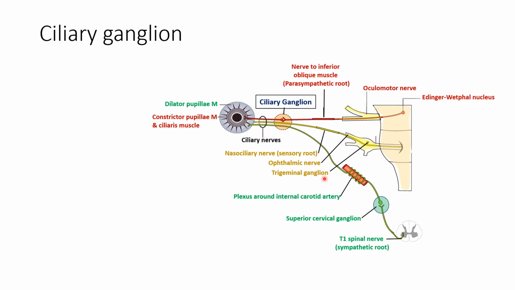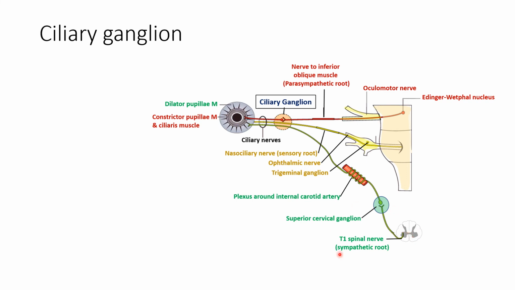Can you see that? So it goes from here and then here is a superior cervical ganglion. From there it goes to the spinal cord, the lateral horn of the spinal cord where your sympathetic outflow is situated. So here you should mention, it starts from the plexus around the internal carotid artery, goes to the superior cervical ganglia. From there it goes to the sympathetic root.